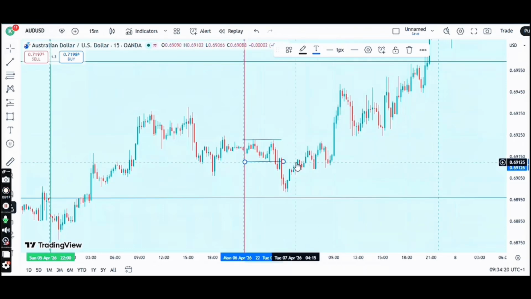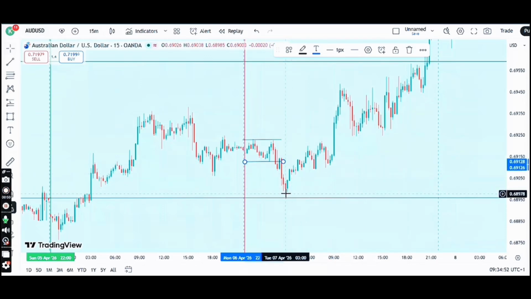But if it doesn't happen that way, just like the way it appeared here, first of all, it came back to this particular level. Then, look at this time, between 8 o'clock to 8:30, 9 o'clock, 9:15 in New York session, the market made this impulsive movement. You understand? This is another position you would have taken.